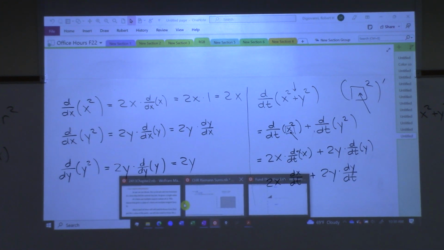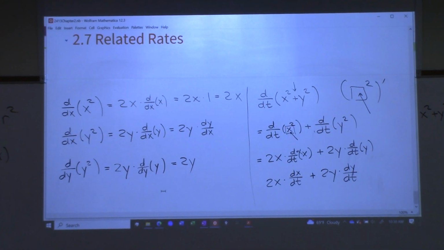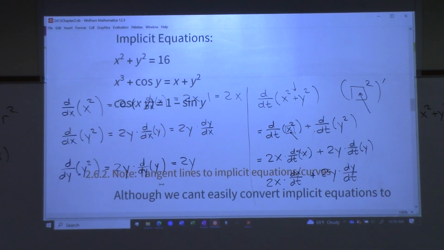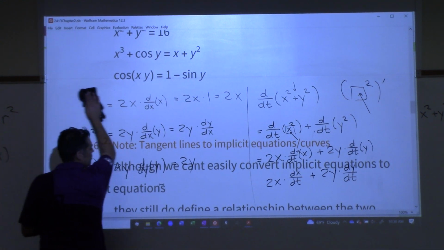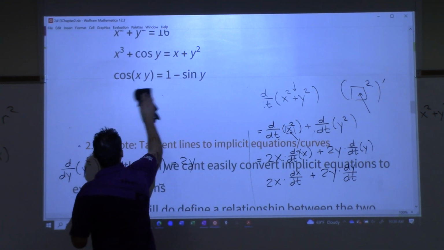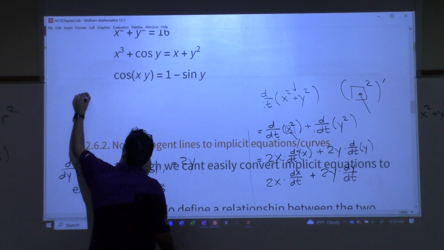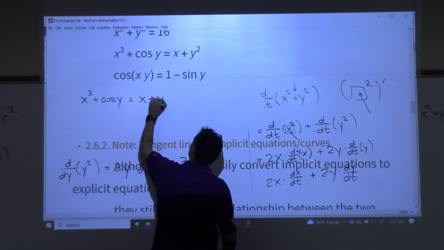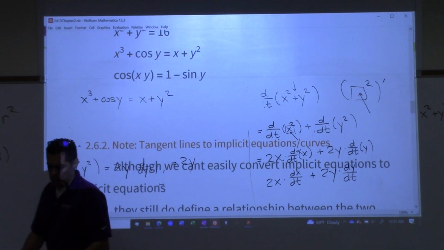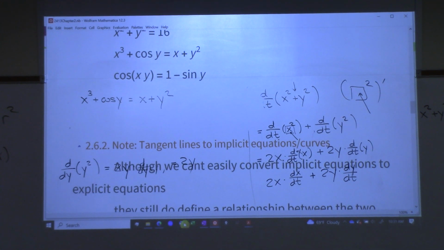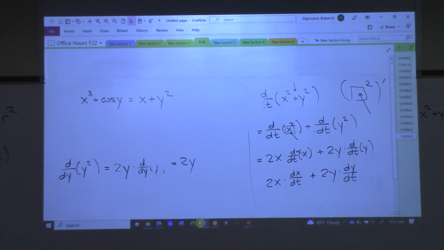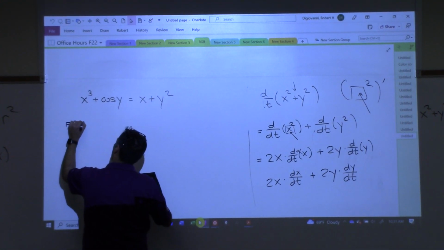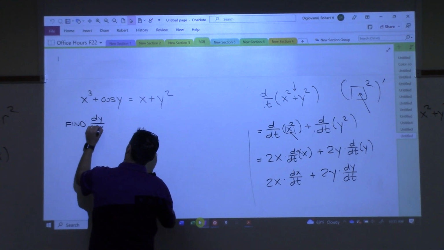Where's my problem? Where is it? I want to do that one. Okay. Let me write it down. How are we doing on time here? 10 minutes? So this one is x cubed plus cosine y equals x plus y squared. And I want us to try and find, on this, the same thing, dy dx.